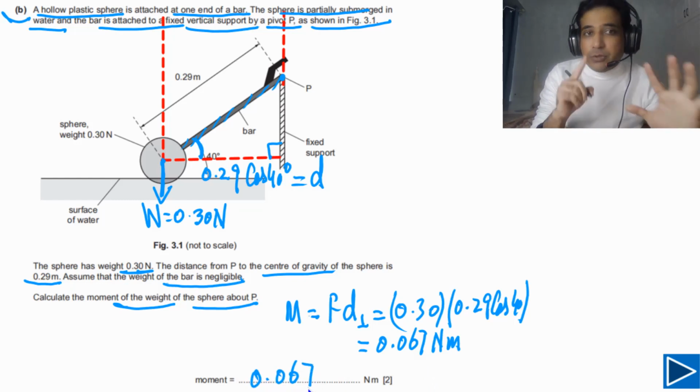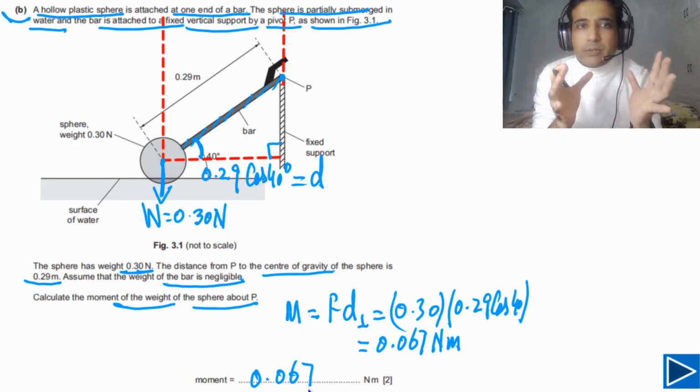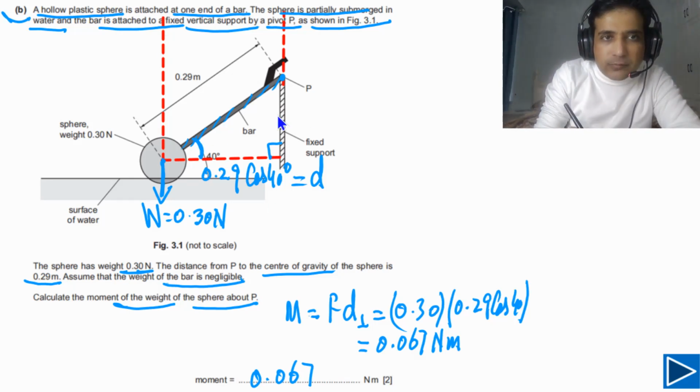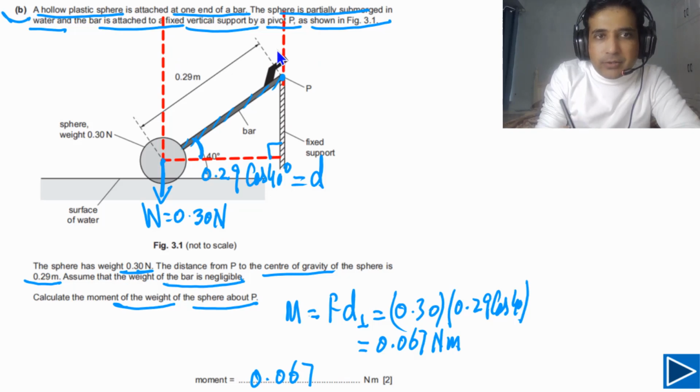So this is how you can calculate. You need to visualize this one. You can draw these lines, the line of action of the force, and this is the pivot, and this distance you need to find out. That is equal to 0.29 cosine of 40, because this is the horizontal component. So this is how you can answer.